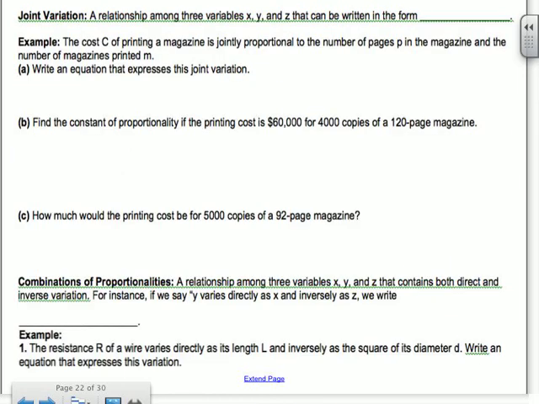All right, and then joint variation. Joint variation is a relationship among 3 variables, x, y, and z, written in the form y equals my constant, so you still have the k, times x times z. So if x and z both go up, y is going to go up.